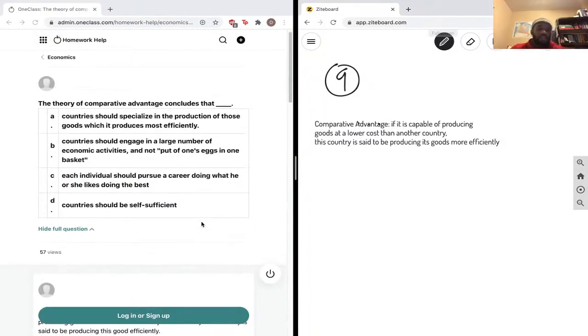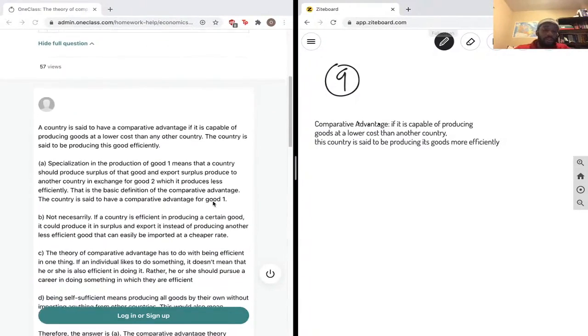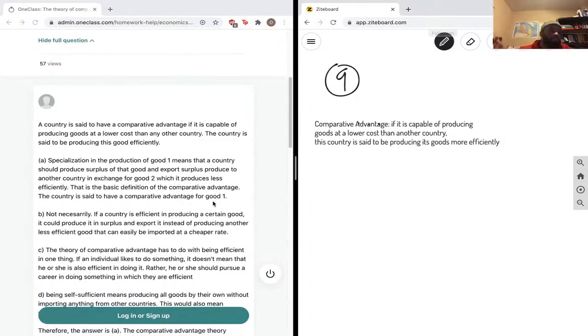So B says countries should engage in a large number of economic activities and not put all one's eggs in one basket. That is something countries should do, but it's not really answering our question. It's telling us if a country is efficient in producing a certain good, it could produce it in surplus and export instead of producing another less efficient good that can be easily imported at a cheaper rate. So that's the more complete answer.